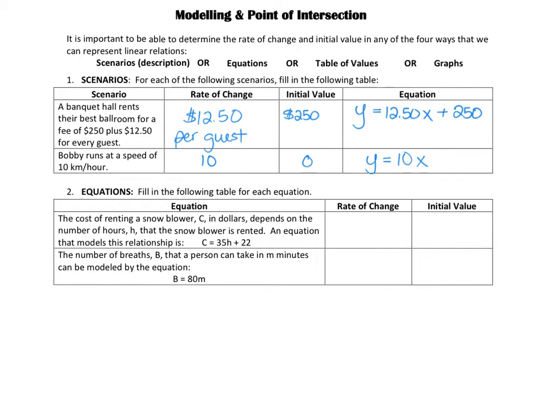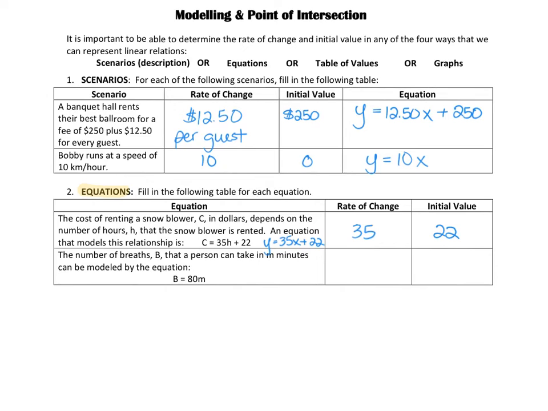So let's try some now being given the equations, okay, as opposed to being given the words, right? So here, the cost of renting a snowblower, C in dollars, depends on the number of hours that the snowblower is rented. An equation that models this relationship is that. So this would be the same if I was using y equals mx plus b, just to get you really used to that idea. This would be 35x plus 22. Okay, the rate of change or the slope is the 35, and the initial value is the 22, right?